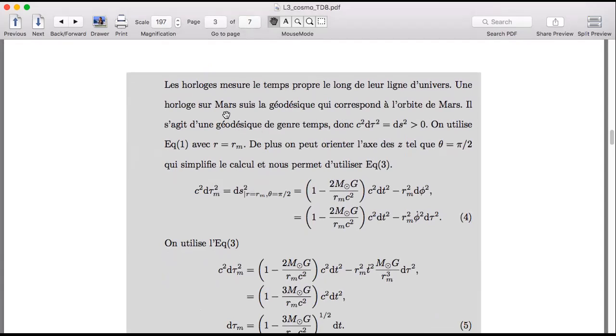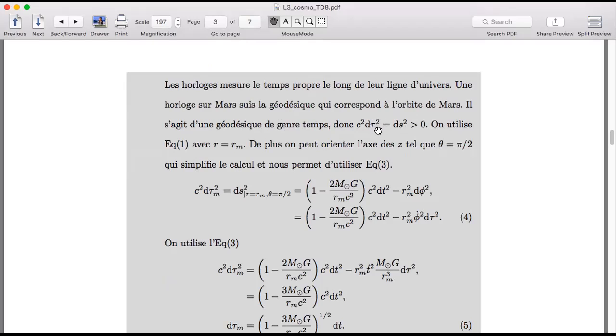Now, Mars is a massive object, so it follows a time-like geodesic, as opposed to a space-like or a null geodesic. So in that case, ds squared, in our sign convention, is greater than 0. And the physical interpretation is that it's the speed of light squared times the proper time interval along that geodesic.